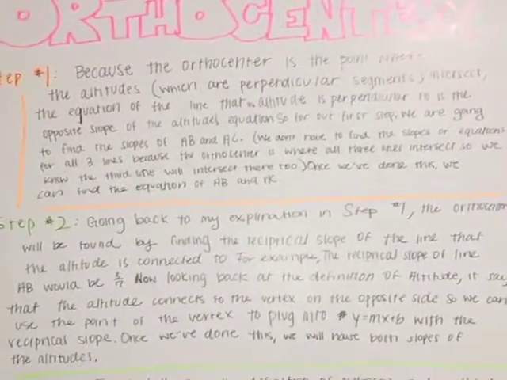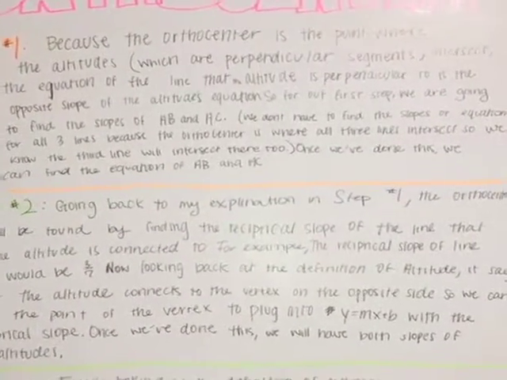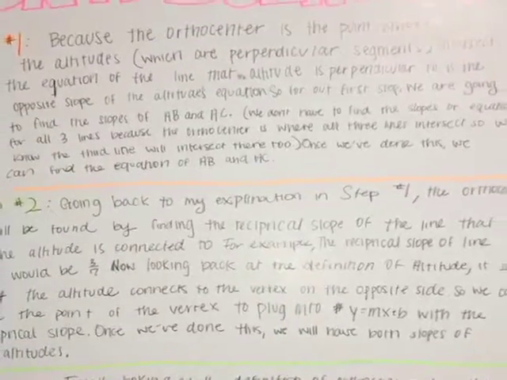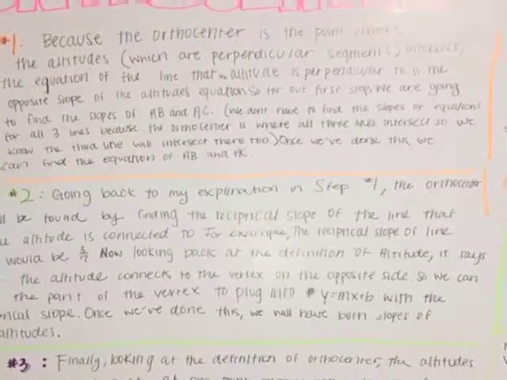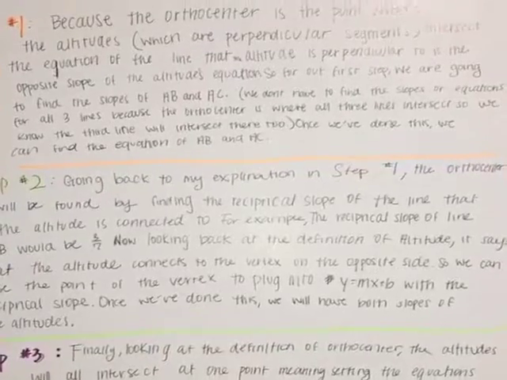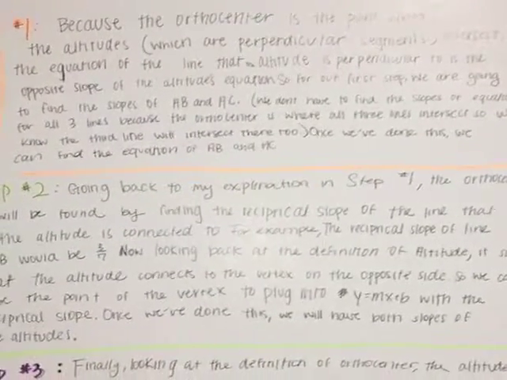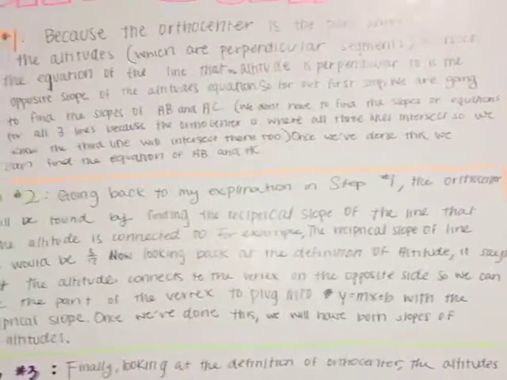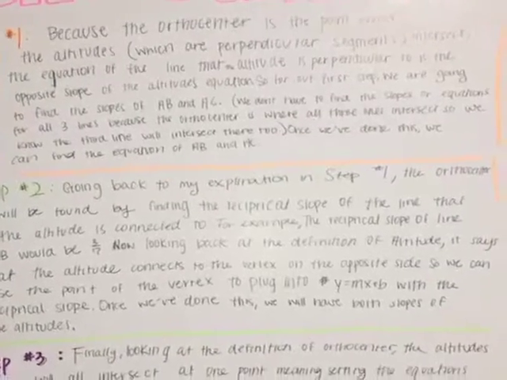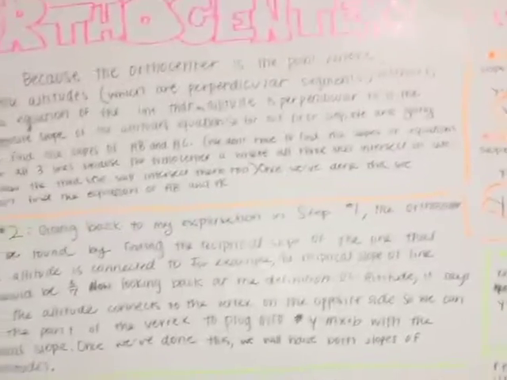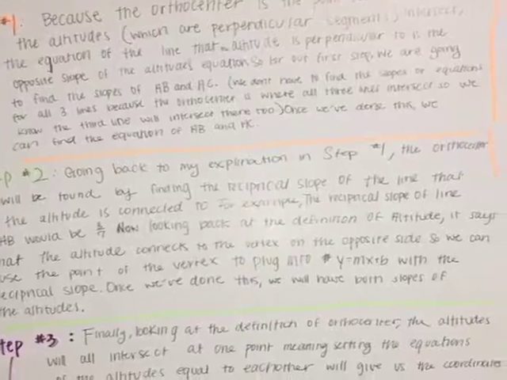So to figure out the first step, we are going to find the slopes of AB and AC. We don't have to find the slope of the third equation because the orthocenter is where all these lines intersect, so we know that the third line will just intersect at that point too. Once we've done this, we can find the equation of AB and AC.